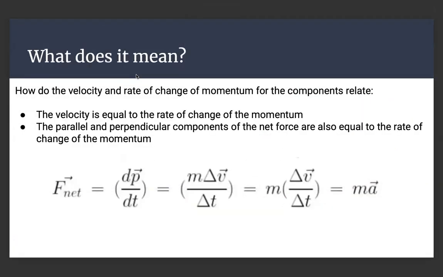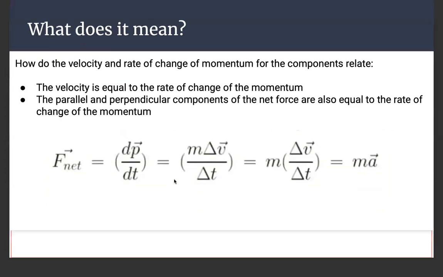Finally, what does this mean in the larger scope of things? How do the velocity and the rate of change of momentum for the components relate? The velocity is actually going to be equal to the rate of change of the momentum, and the parallel and perpendicular components of the net force are also equal to the rate of change of the momentum. And I have this listed below, so you can take a look, which correlates the components of the net force together.